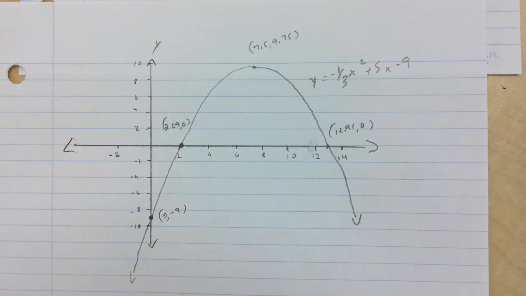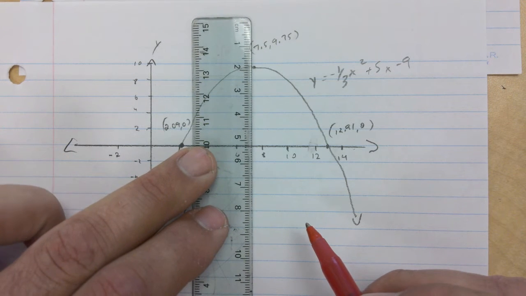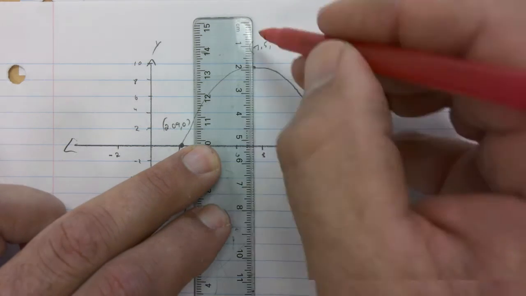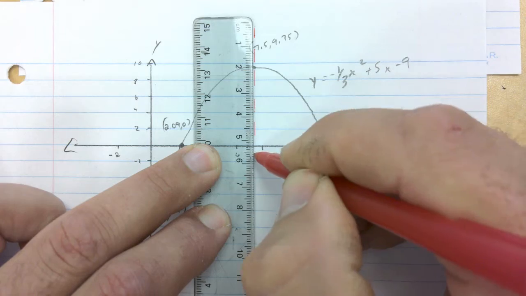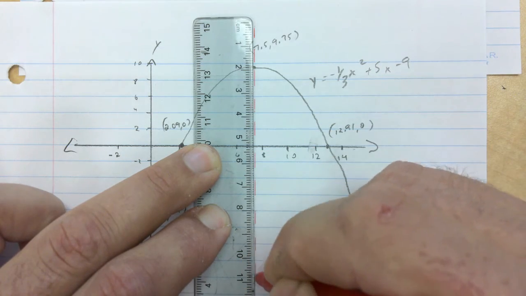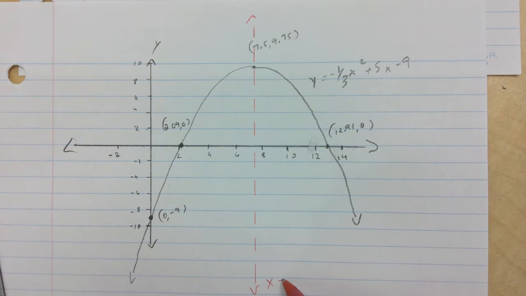I would like to add, I'm not going to ask you to do this. I'll be very specific if I do ask you, but I'm going to graph the axis of symmetry using a different color. This is x is equal to 7.5. This is my axis of symmetry.